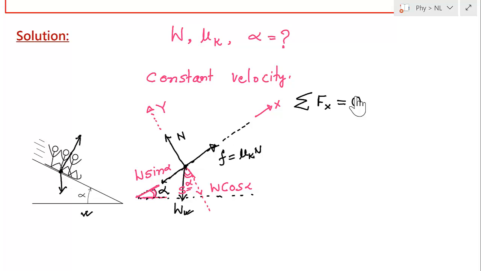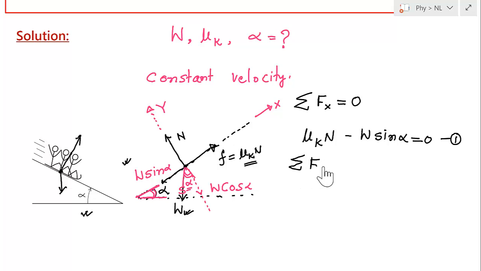Since this is in equilibrium, that is moving with a constant velocity, the sum of the forces in the x direction is equal to 0. So what are the forces acting in the x direction? One force is mu k times N, acting in the upward direction, that is the positive direction, and this force in the downward direction, minus W sine alpha, equals 0. That is the sum of the forces. So this is my equation 1.